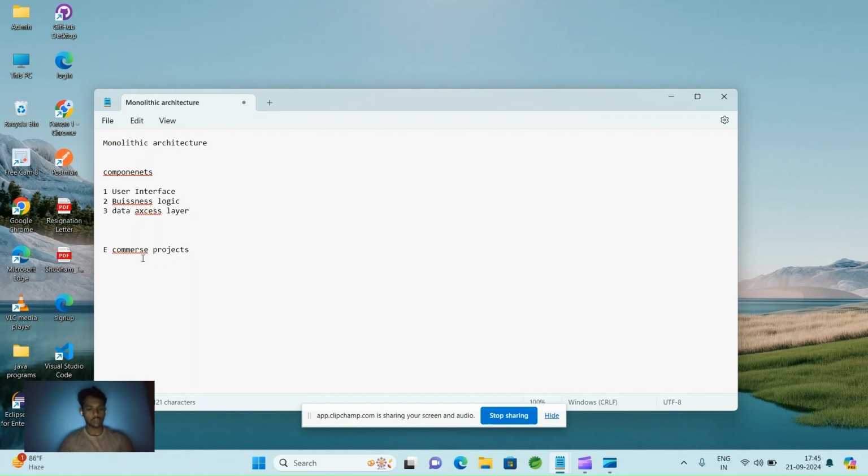First, scaling. I told you, as our project size grows, it's very difficult to manage. When our product service has to grow, we have to grow the entire project, and that's going to be very hard. Second is complex code base.